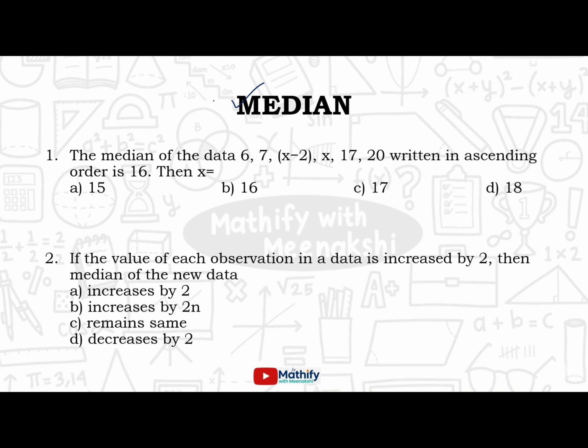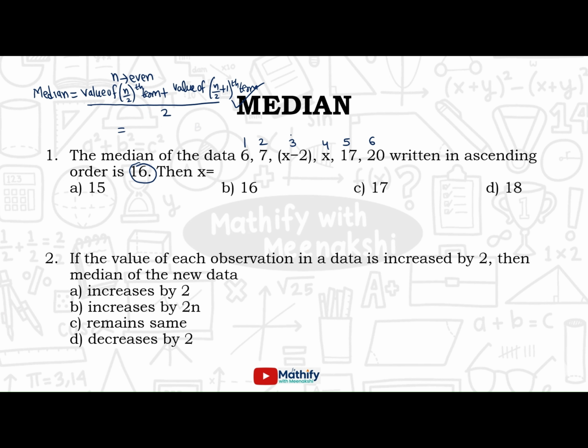Median. The median of the data written in ascending order is 16. So here it's given that median is 16. Let's see how many observations we have. 1, 2, 3, 4, 5, 6. That means our n is even. We have even number of observations. So in case of discrete data, the formula for even number of observations is the value of n by 2th term plus value of n by 2 plus 1th term, by 2. So here it means third term plus fourth term divided by 2.